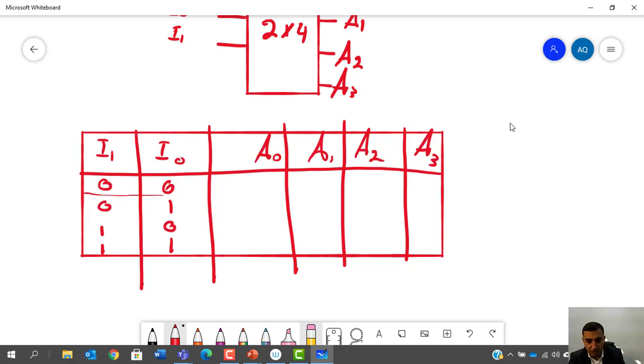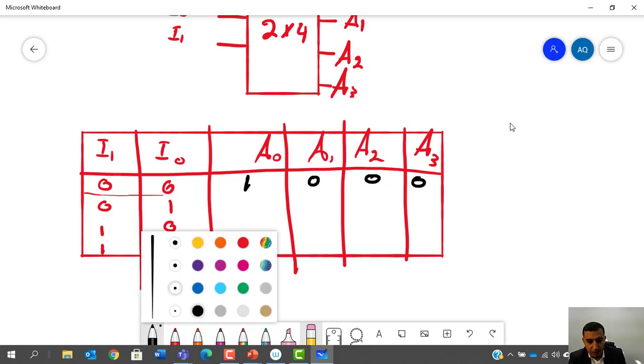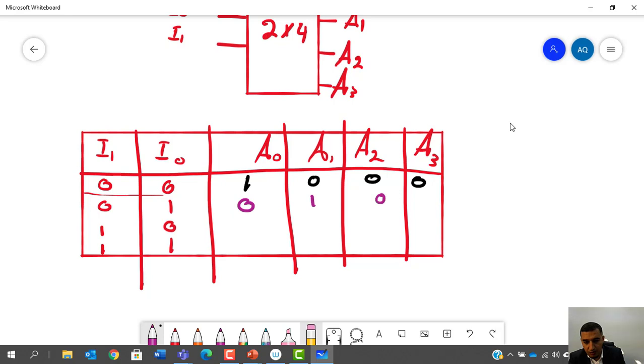Okay. So when we give 0, 0, this one will be 1, 0, 0, 0. When we give 1, 0, this one will be 0, 1, 0, 0. Then we will have 0, 0, 1, 0. And finally we will have 0, 0, 0, 1. So one of the outputs is always active in a decoder.